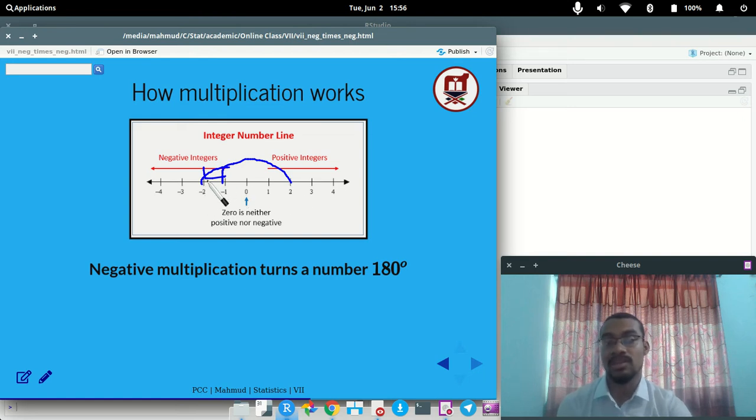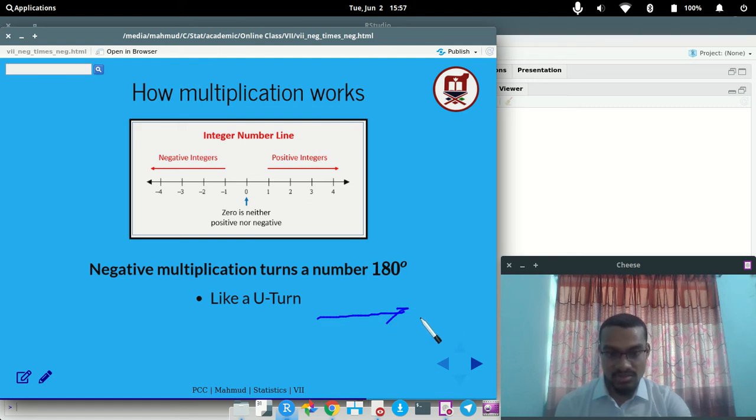So negative multiplication turns us 180 degrees. And now what if we multiply twice? Say we initially start with 2, and after multiplying by minus 1, we end up here, at minus 2. And again, if we multiply by another minus 1, we will be here. We will turn another 180 degrees. It's like a U-turn.